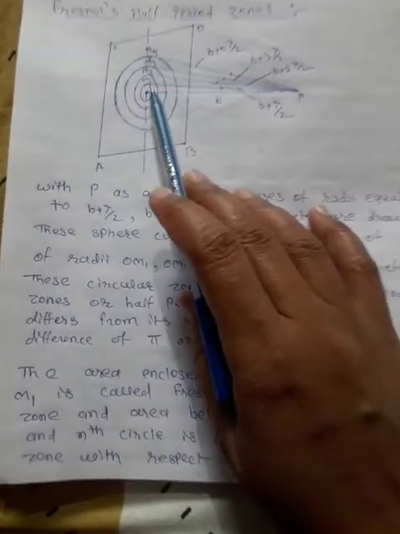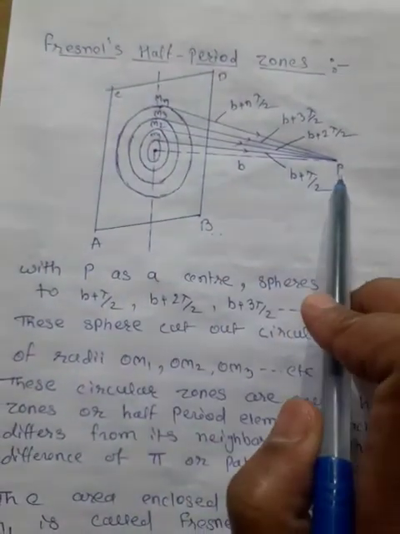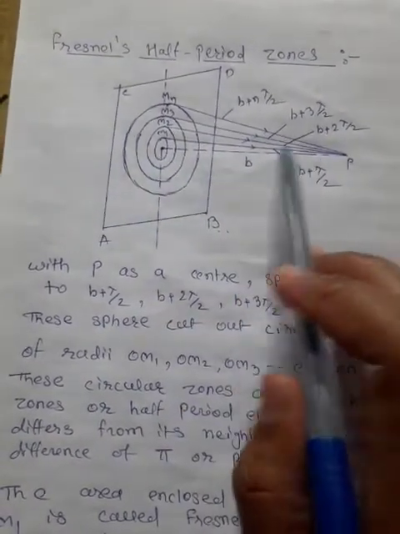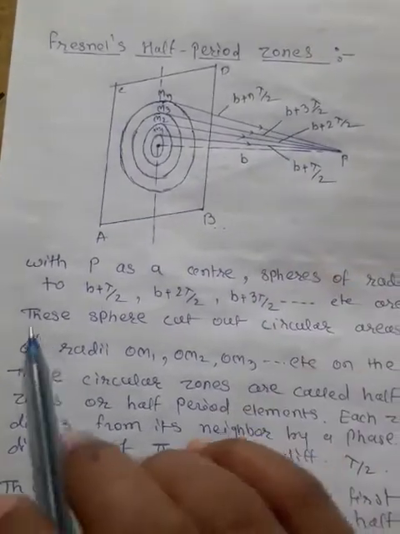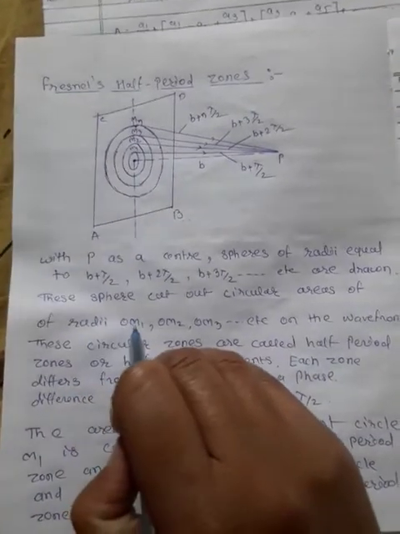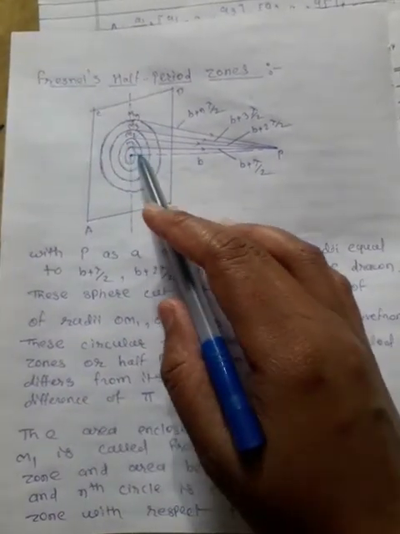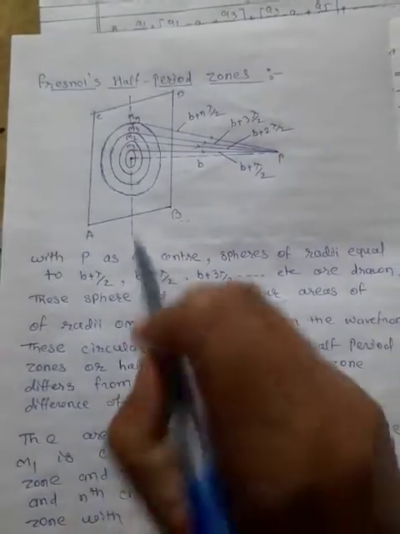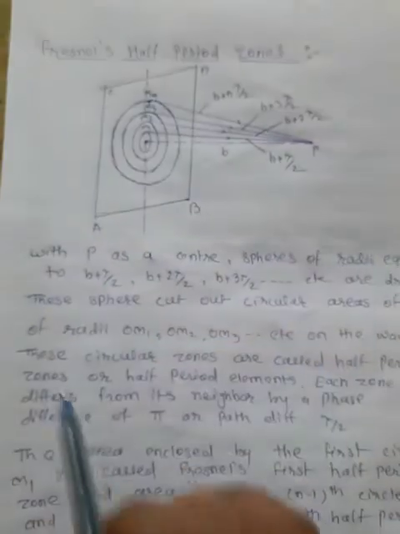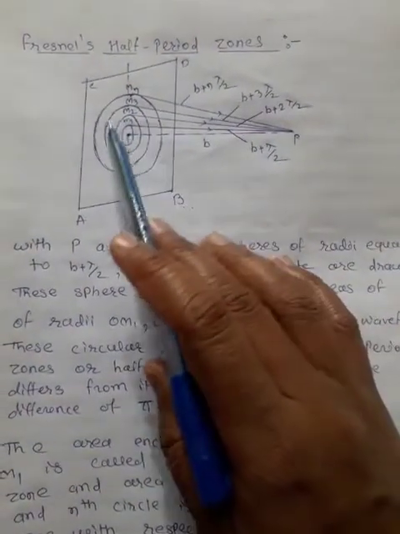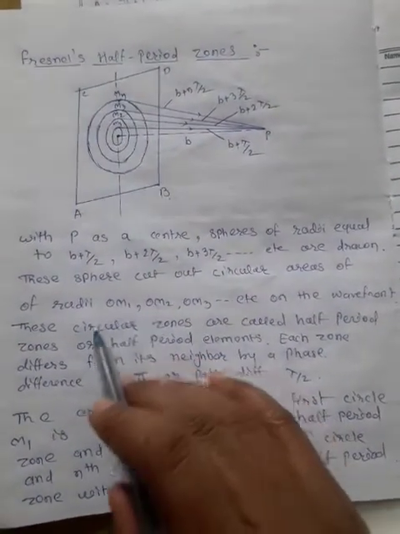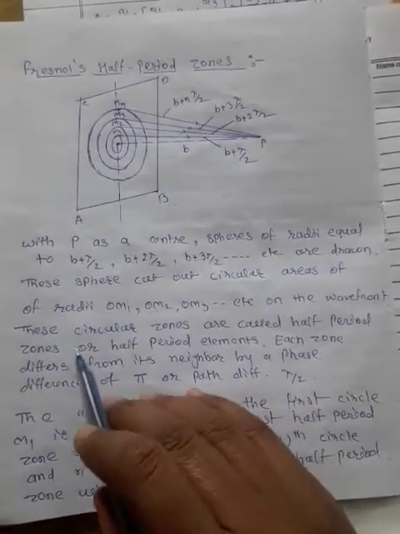First we take the point P at a distance b from the center O. After that we draw spheres with these different radii. These spheres cut out circular areas of radii OM1, OM2, OM3, up to OMn. In this way we draw a number of circles having different radii on the wavefront. These circular zones are called half period zones.